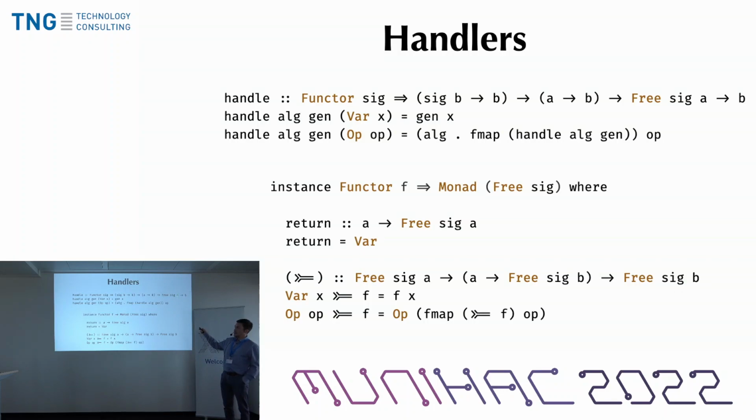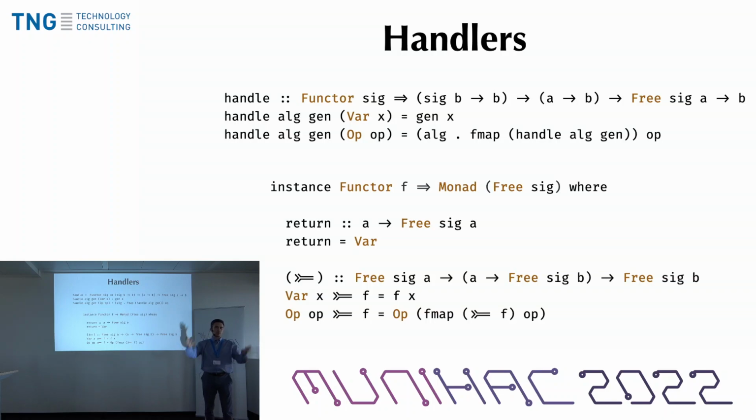So the leaves of this tree have type A. We need to make something of type B. Thankfully, we have this function called the generator that knows how to turn A's into B's. And so we can just apply that generator to x when we've hit a leaf. Which means that you can imagine we're starting off with a tree. It starts off with leaves of type A. And now we've transformed all those leaves into values of type B.